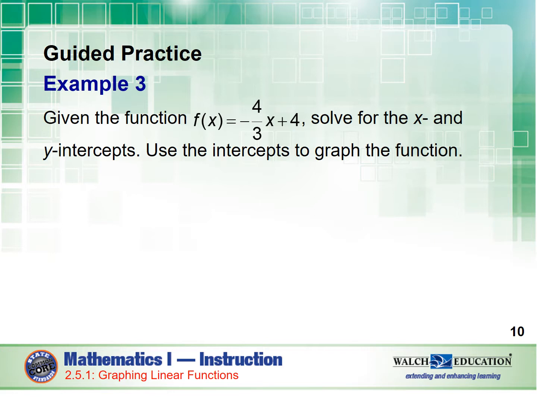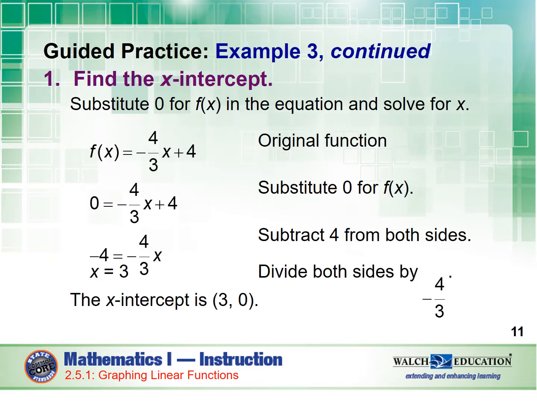Okay, example 3: given the function f of x, or y, equals negative 4/3 x plus 4, we're going to solve for the x and y intercepts, and then use the intercepts to graph the function. Step 1: we are going to substitute 0 for f of x in the equation and solve for x.